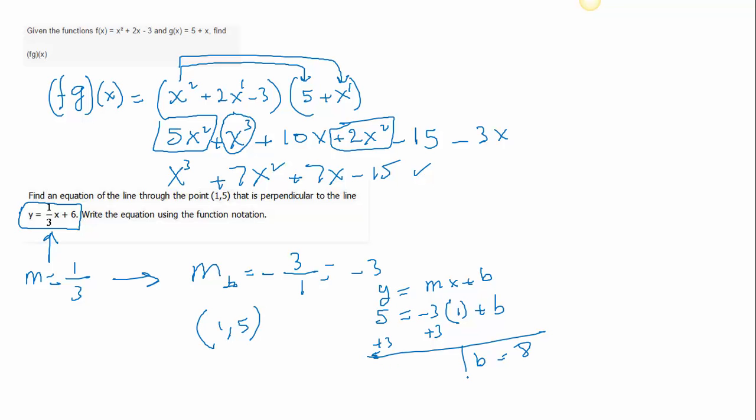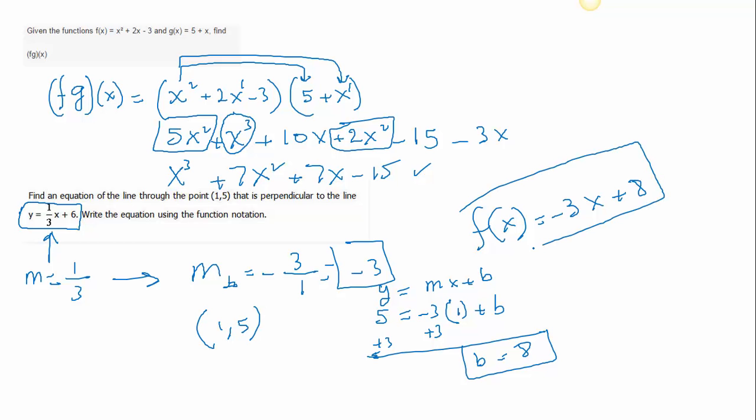So knowing b and knowing the slope, we're done, because f of x would be mx plus b. What is m? Negative 3x. And what is b? 8. So this would be the equation of the line in function form, or function notation, which is perpendicular to this line, y equals 1/3 x plus 6.